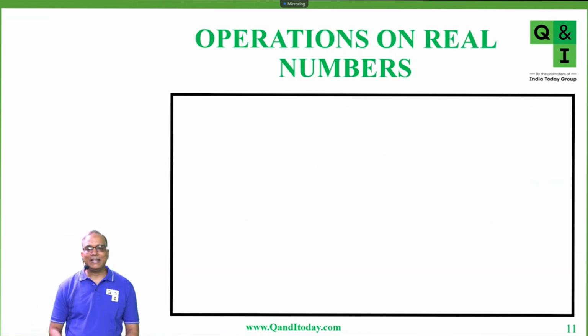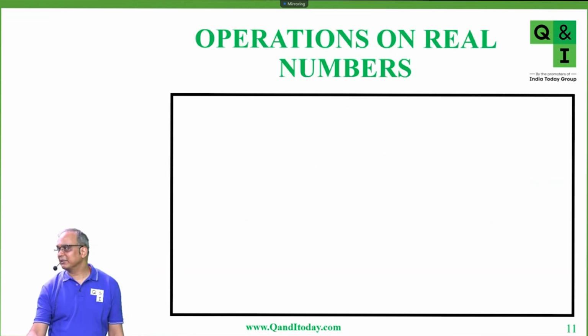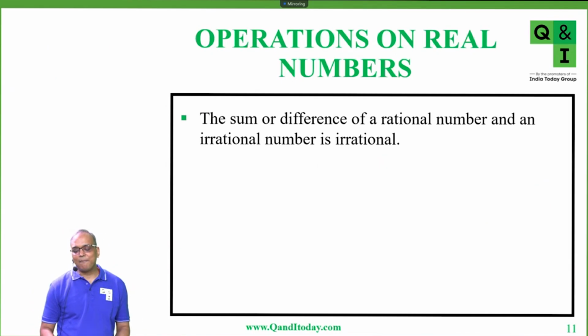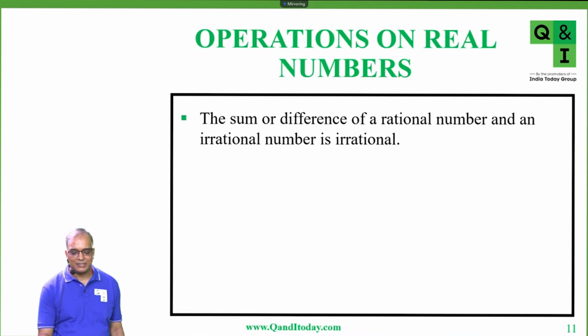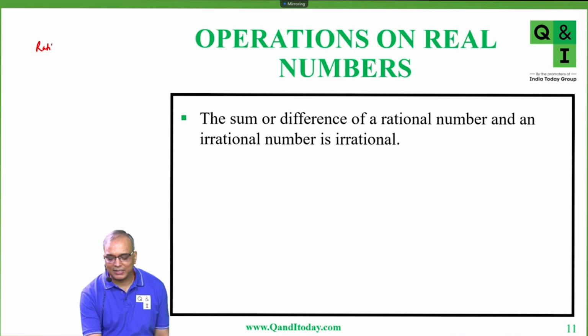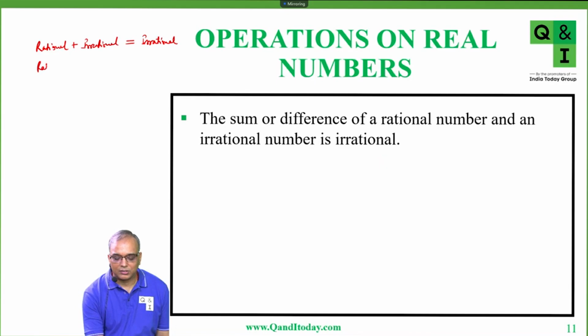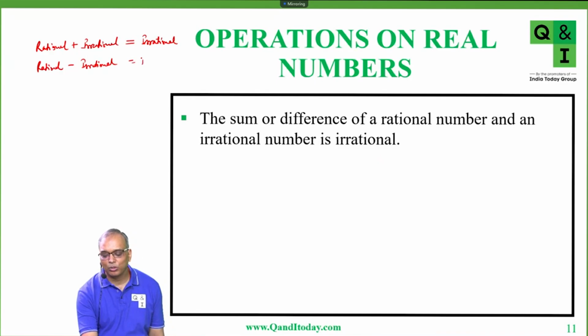Now we'll start with operations on real numbers. The sum or difference of a rational number and an irrational is irrational. Means if we have something like rational plus irrational, this is always irrational. Now rational minus irrational. So when I say sum or difference, both will always be irrational.